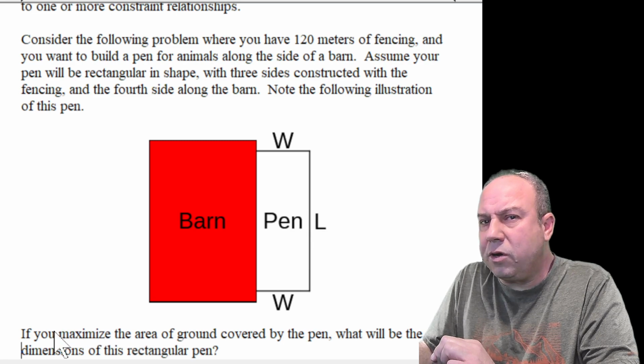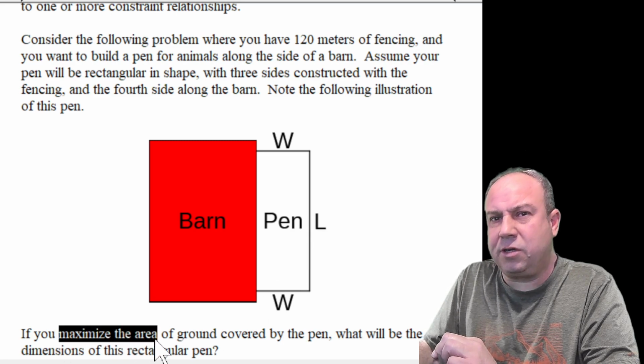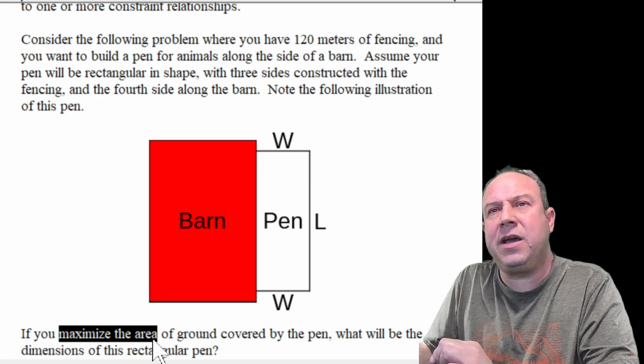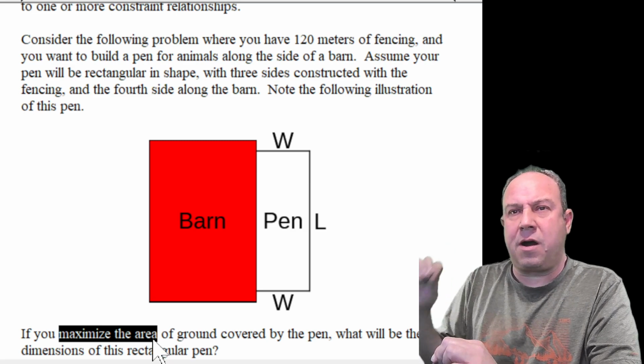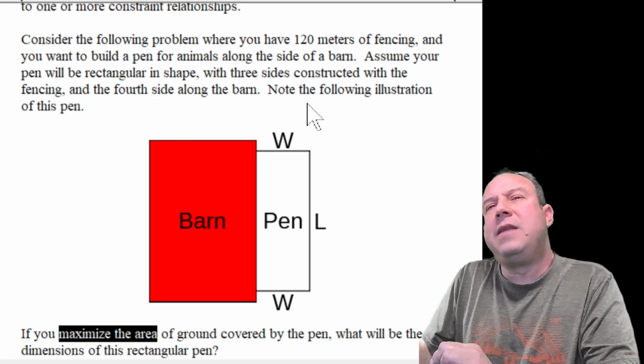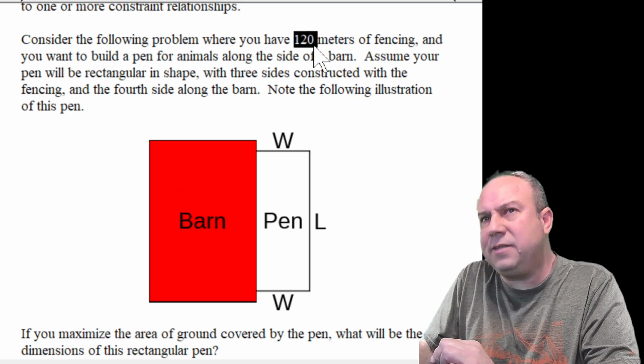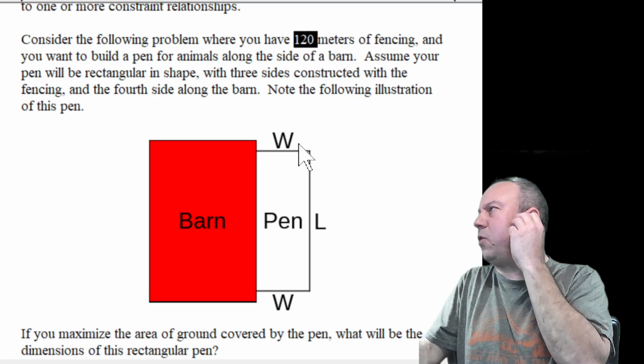And that is what we're going to try to maximize. We're going to try to get the greatest amount of area for our pen, for our animals here. Now, we do have some constraints. We only have 120 meters of fencing.